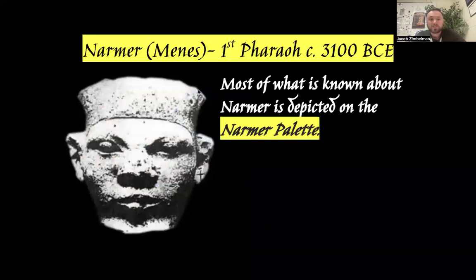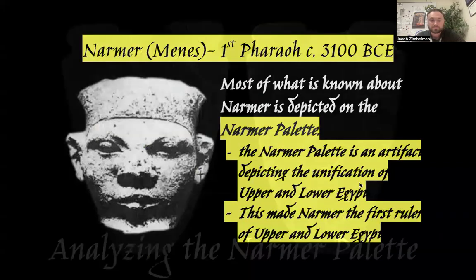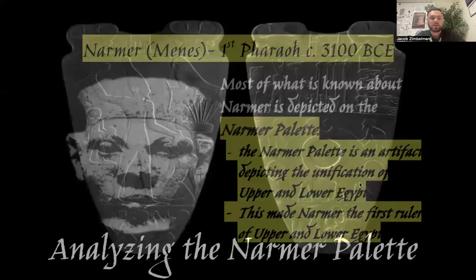Okay, the Narmer Palette depicts Pharaoh Narmer, or Menes is his honorific name, becoming the first pharaoh of both Upper and Lower Egypt, so unifying Upper and Lower Egypt together around 3100 BCE. So this meant he would be the first ever legitimate pharaoh of Egypt.